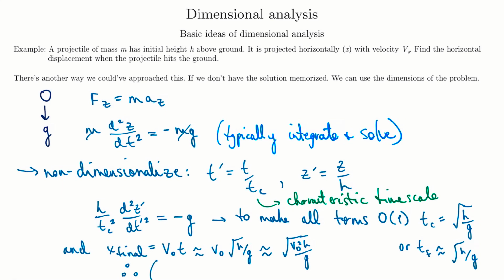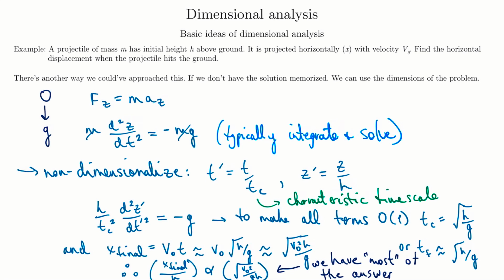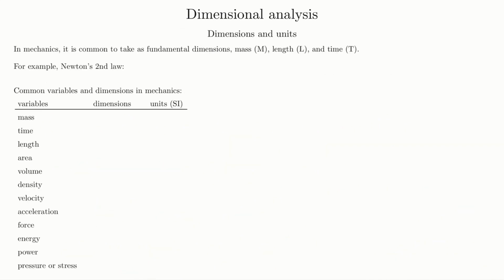We'll write it out like x final over h is proportional to the square root of v naught squared over g h. We don't have our prefactor, of course, but we know this proportionality, and oftentimes that's enough. That's enough to tell us as a designer what we need to do. For example, what happens if the height is doubled, or what happens if we want it to move twice the distance in the horizontal direction. We have this scaling here. We understand the problem.